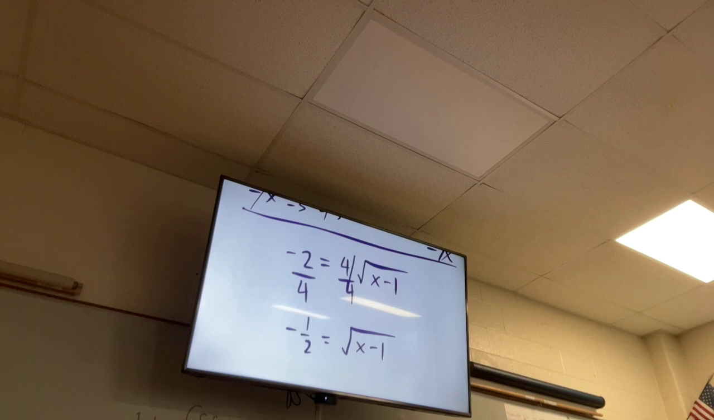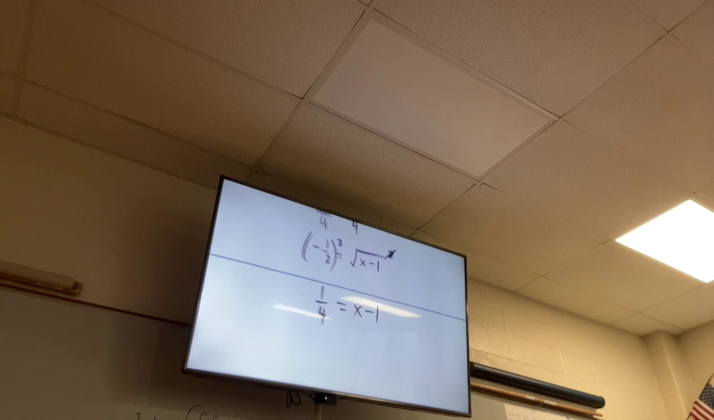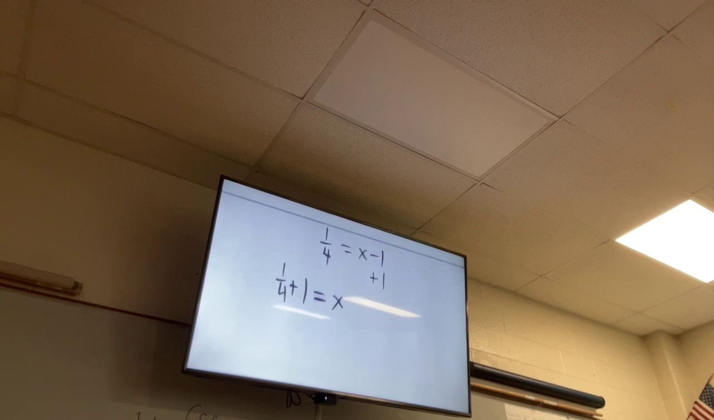Okay. Now I can do what to both sides? Square both sides. Got to put parentheses around that negative. Okay. You need to have a positive 1/4. And then I do what? Get x by itself. Plus 1. So 1/4 plus 1 equals x. That's 5/4. And I can always plug that back in and check my answer, okay?